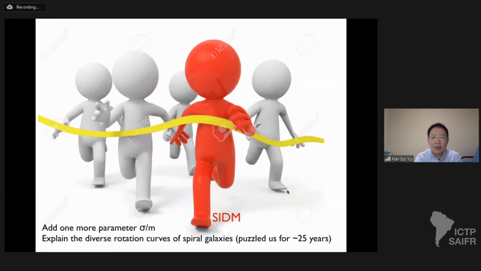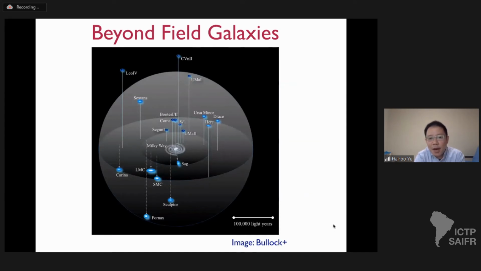We also did a systematic study with other models, say the CDM model with strong feedback, weak feedback, and so on, and did a statistical analysis. The conclusion is that SIDM provides the best explanation for the data. And this solution is very simple in the sense that you only need to add one parameter, the cross section per mass. You can explain the full range of diversity of rotation curves of spiral galaxies, a puzzle that has stood for more than 25 years. So if you take a model seriously, you want to apply it to other systems.